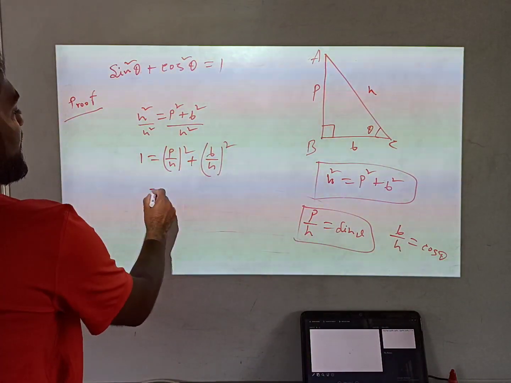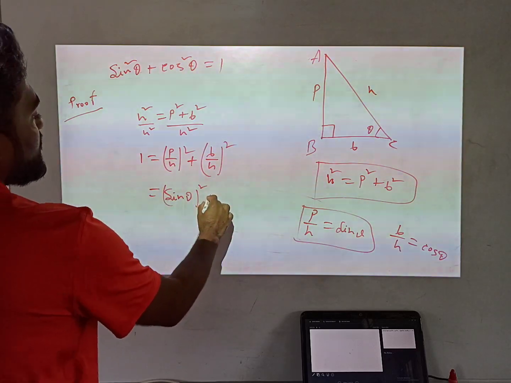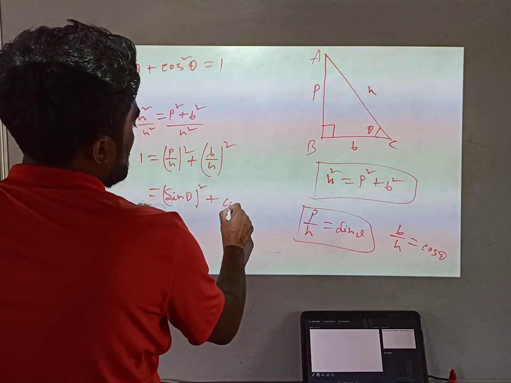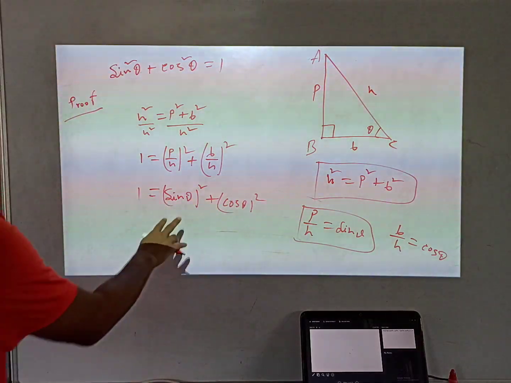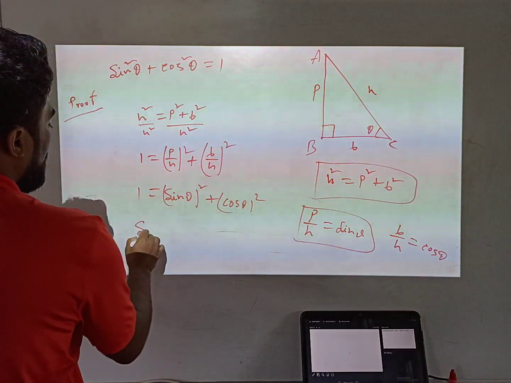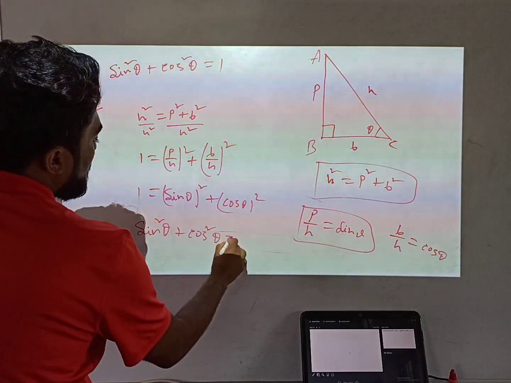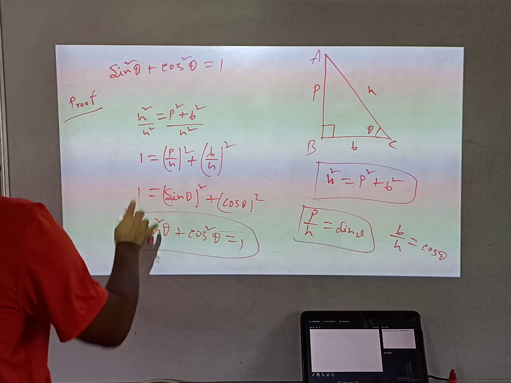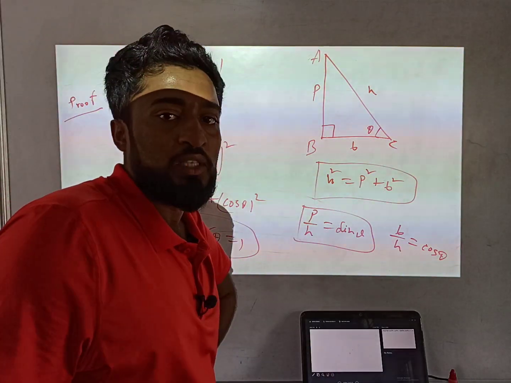So in place of p by h I can write sin theta, and (p by h) whole square, that is sin square theta, and b by h, that is cos theta, so (cos theta) whole square, and from this side we get 1. So finally I can write sin square theta plus cos square theta equals to 1. This is the proof of the first identity, the Pythagorean identity, that is sin square plus cos square equals to 1.